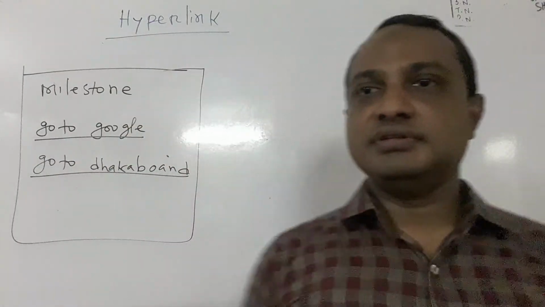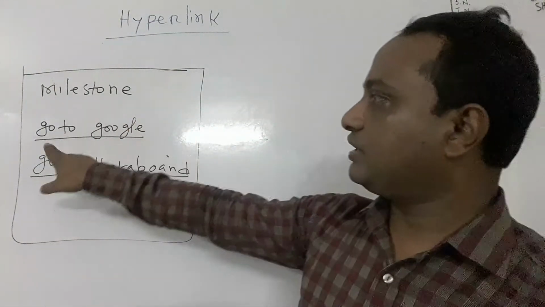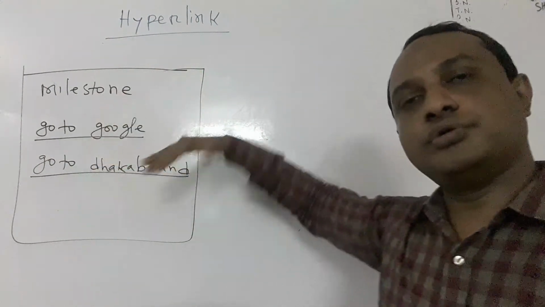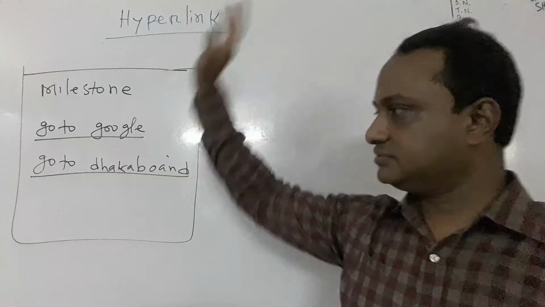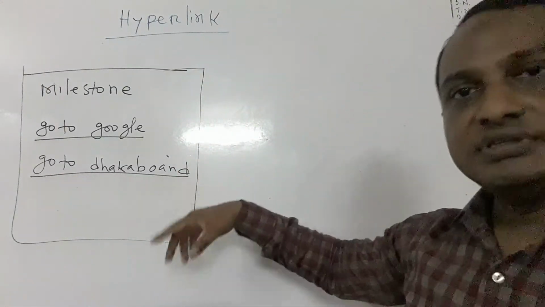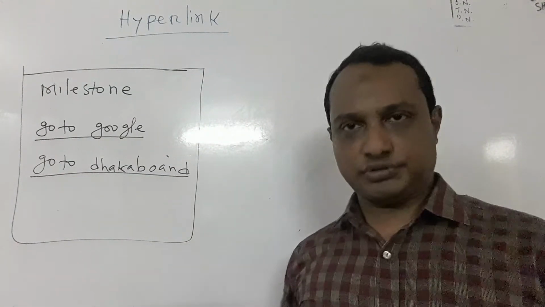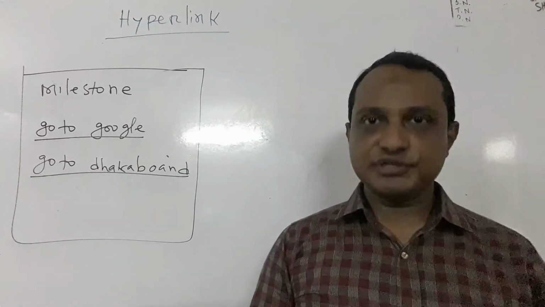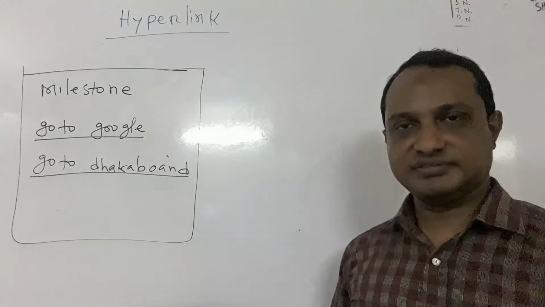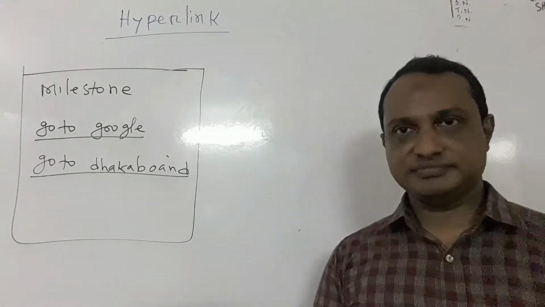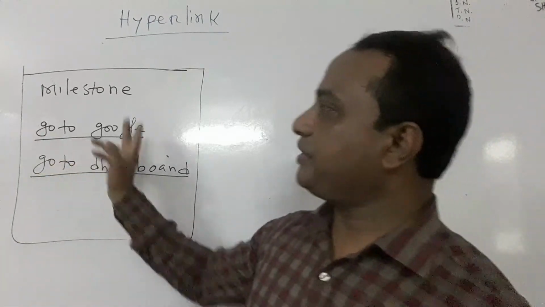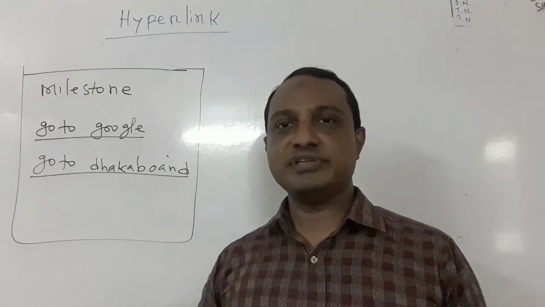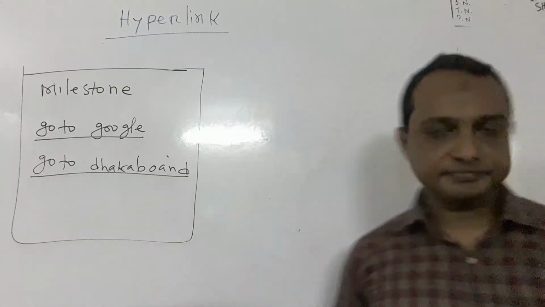But here you see two links. Number one is go to Google. That means if you click this, then you will go to the Google website. If you click go to Dhaka board, then you will go to Dhaka Education Board. So you can think that Google and Dhaka Education Board may not be in your computer. It is not possible to store all the documents of Google and Dhaka Education Board in your computer. So this is absolutely external hyperlink.